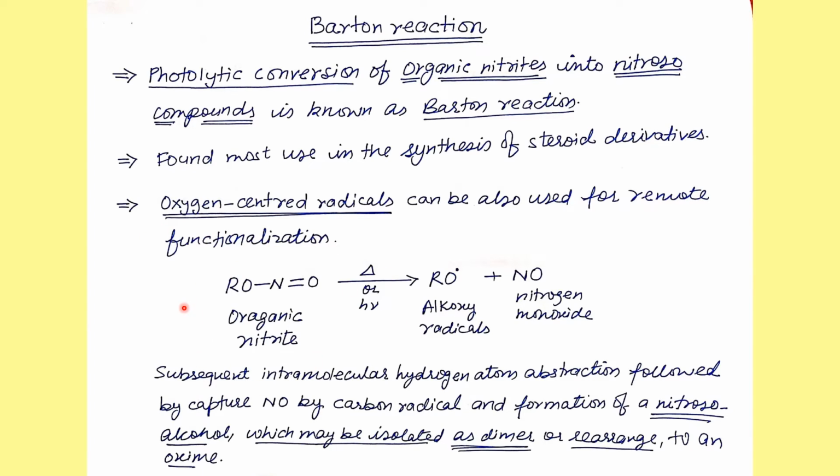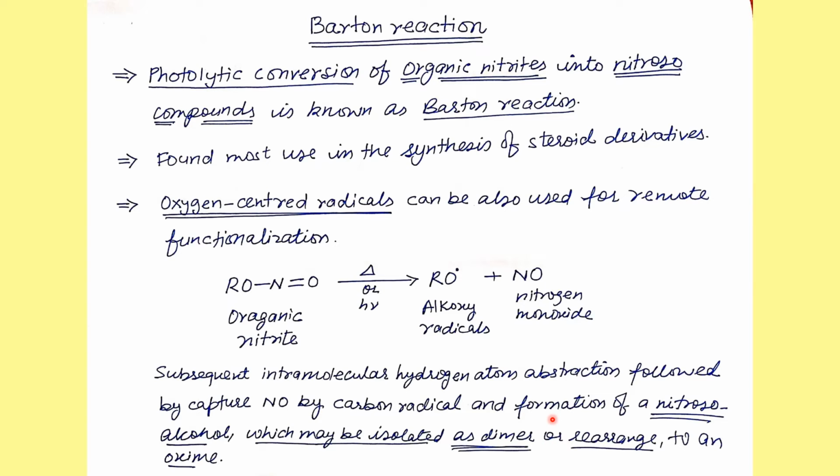So what happens actually, we have these organic nitrites. When you heat them or irradiate them, there is a cleavage of this bond, with both of them taking one electron each, so they form the alkoxy radical and nitrogen monoxide. After that, as I said, intramolecular hydrogen abstraction takes place from the delta position, absolutely similar to the previous case, and it leads to the formation of this nitroso alcohol, which may be isolated as a dimer or rearranged to an oxime. Mostly it rearranges to the oxime. But remember this thing: in case someone asks you how a nitroso alcohol can be isolated, always remember it exists as a dimer.